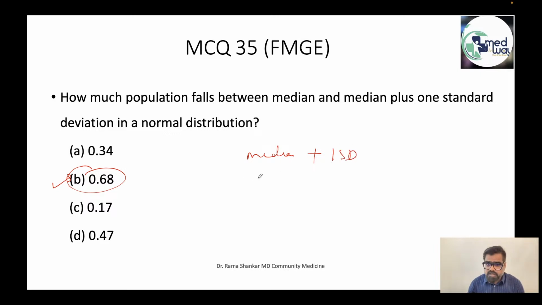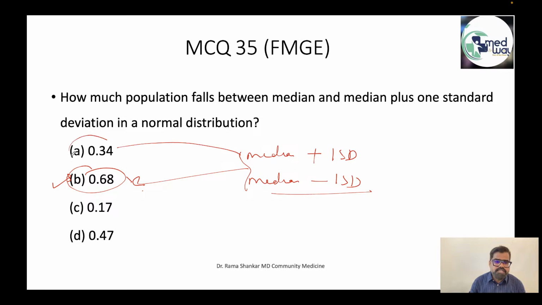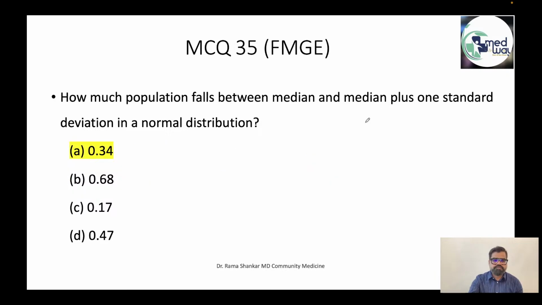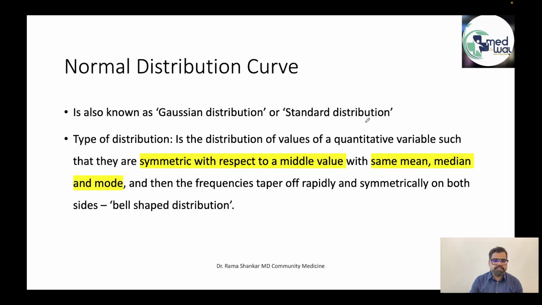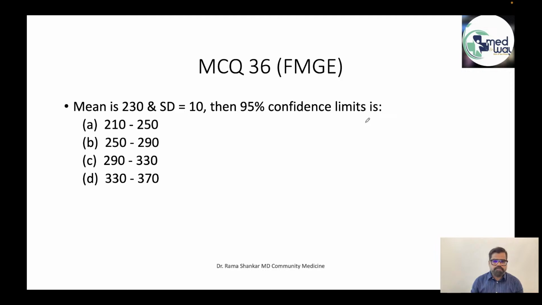The question did not say to consider median minus one standard deviation. So the answer 68 includes both sides, which is wrong. They are asking you this side only. So the answer here is tricky: 0.34. Many students got it wrong, saying 0.68. No, it is median plus. It did not say median plus minus. Half of that.